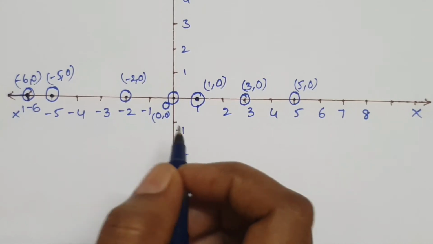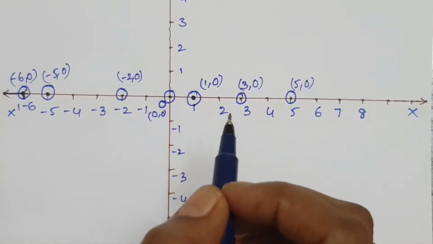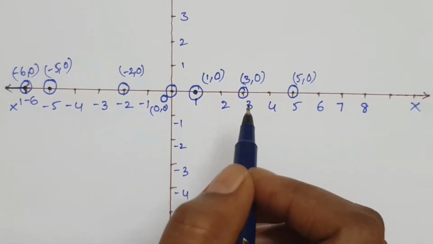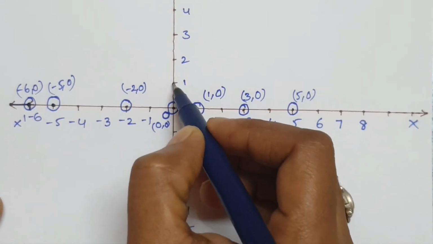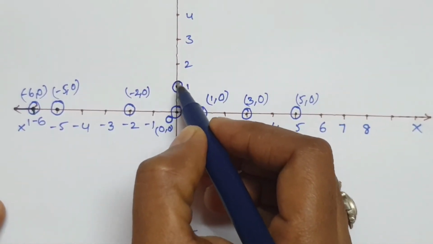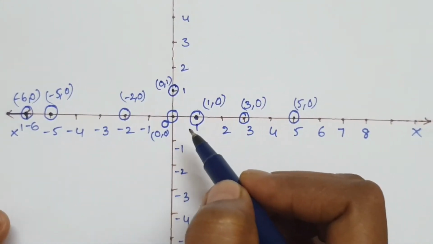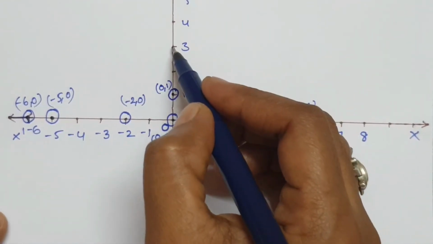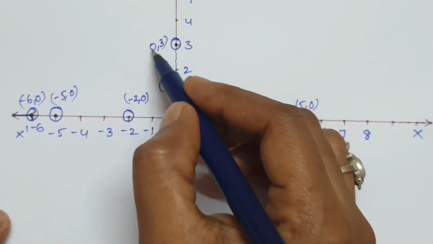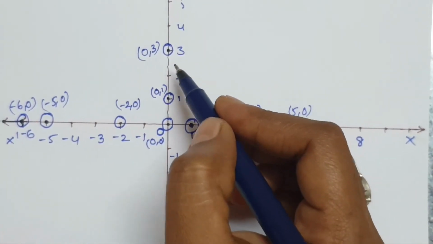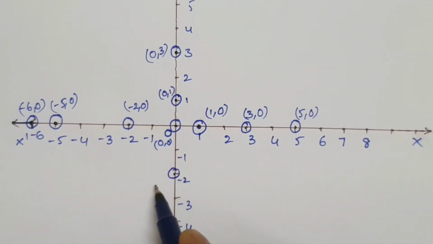Next, the second problem: (0, 1). Here the first number we see on the x-axis, the second on the y-axis. (0, 1) is on the positive y-axis. Next is (0, 3). Next is (0, minus 2), on the negative y-axis.